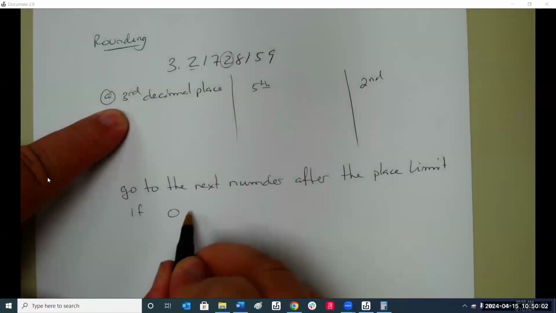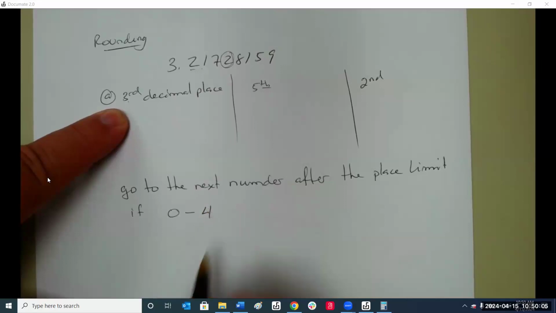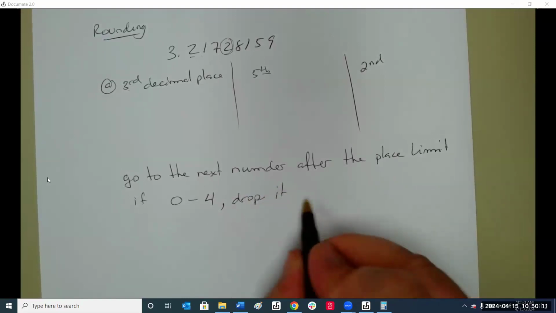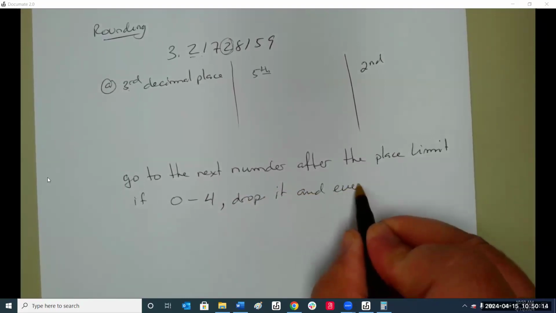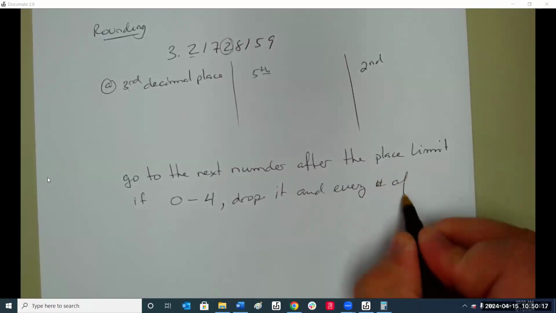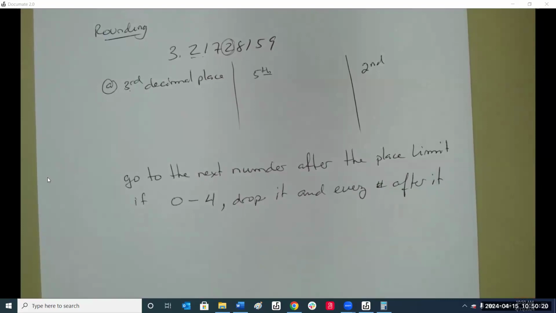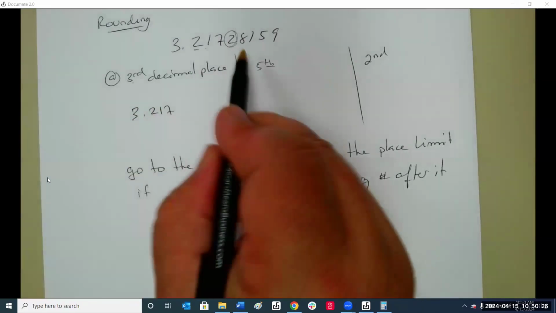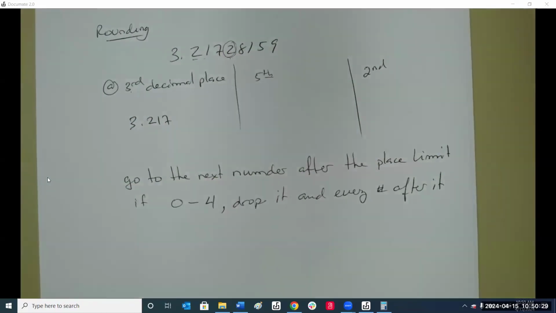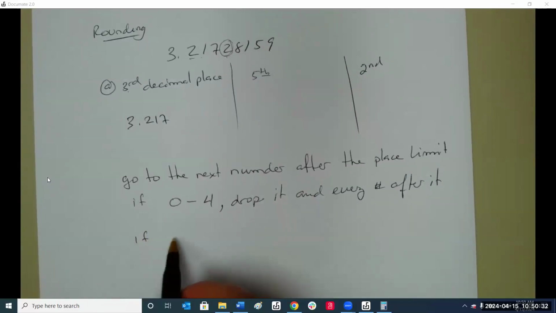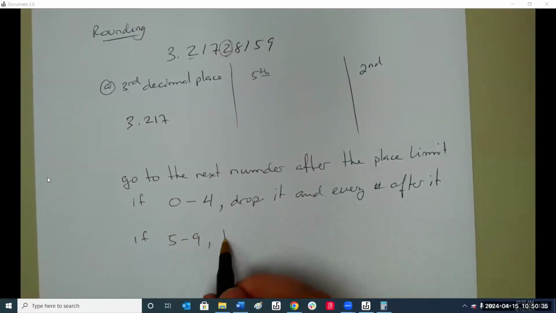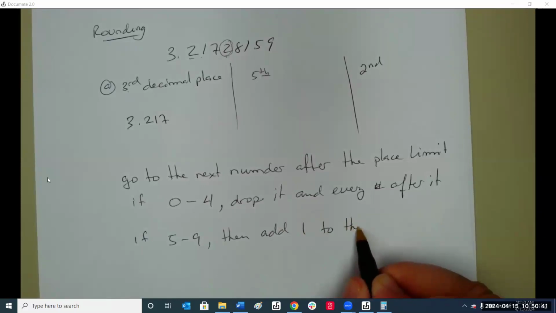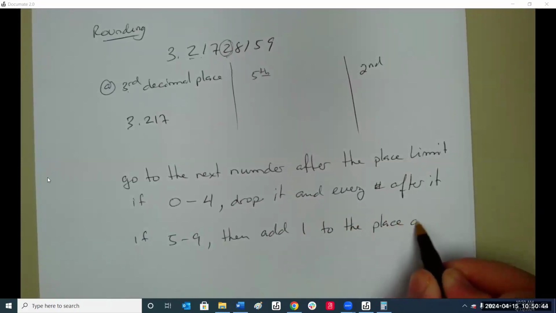If that number is between 0 and 4, drop it, and every number after it. So the number here would be 3217 because the 4th digit's a 2, so we just drop everything. If it's between 5 and 9, then add 1 to the place digit.